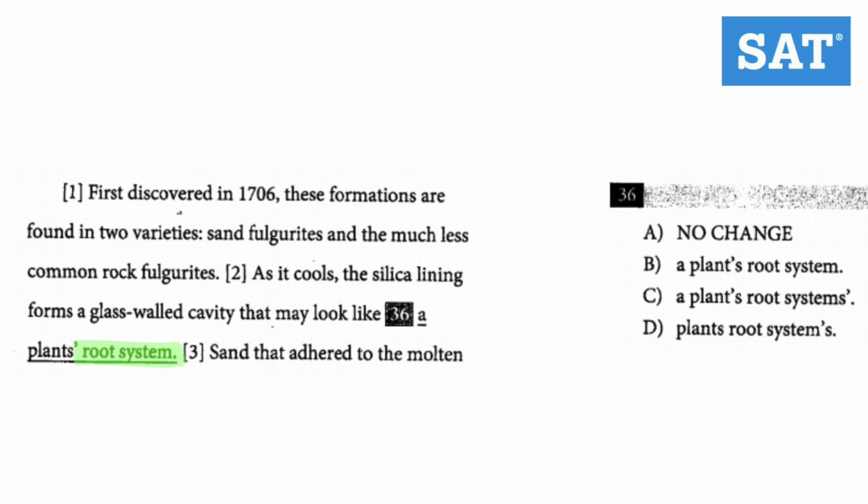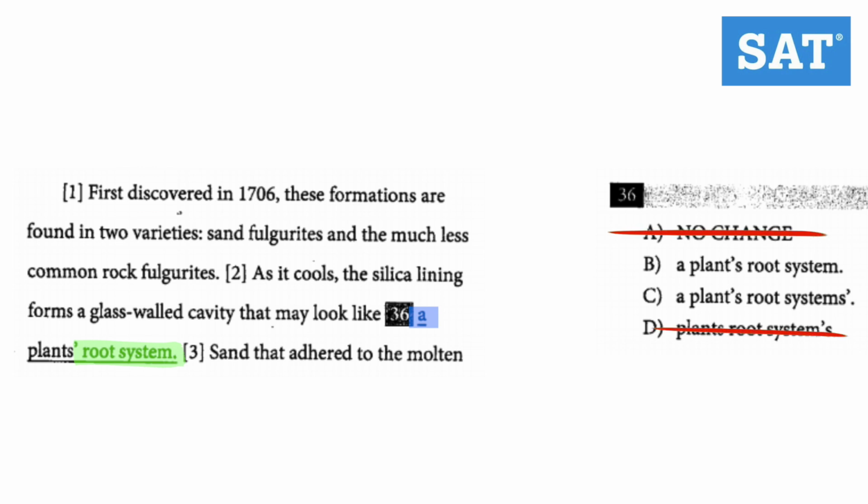Another fact that is pointing to its singularity is A right here. An article A means that it's one. A table, an apple, a plant. A plant's root system. Because A, singular, contradicts with plants right here, that means A is incorrect.